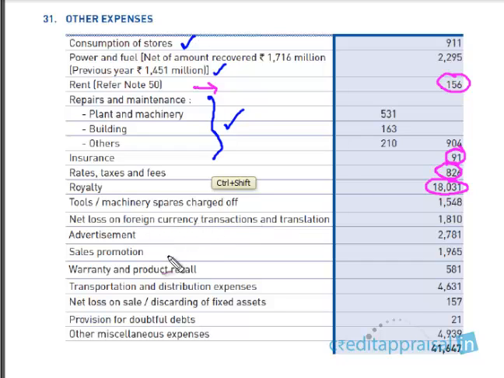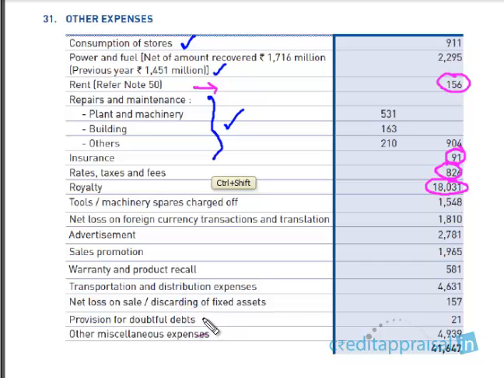Advertisement, sales promotion, warranty, all these are, as the name implies, selling expenses because they come after the goods are manufactured. Even the transportation and distribution expenses, actually, if you're just given transportation expenses, we'll place it under direct expense. But here we're given transportation and distribution expenses. Since the word distribution is coming, let us assume it is a selling expense. So any other direct expenses which we can think of?